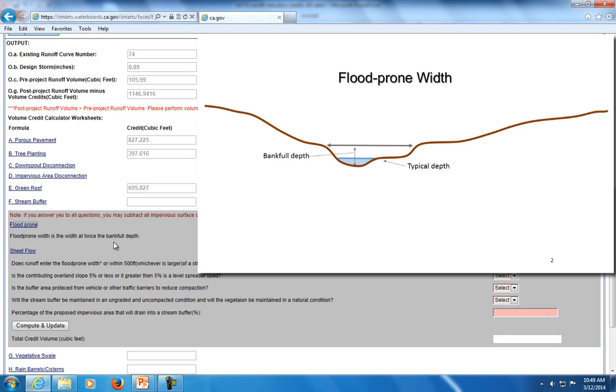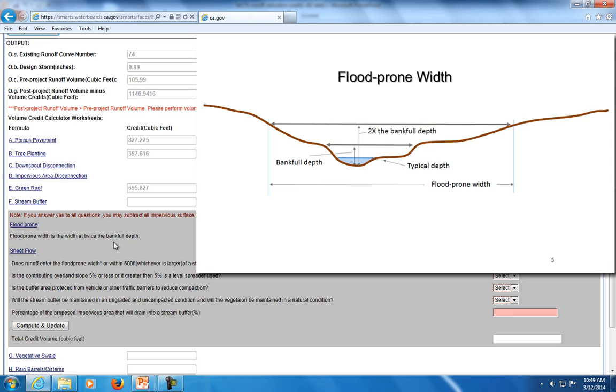But if you can identify bank-full depth in the field, the flood-prone width is basically the width at twice that bank-full depth. So let's say we have a bank-full depth of 2 feet in the channel. Flood-prone width would be the width that you would get on the floodplain at 4 feet. If you can imagine, you're in the channel, you go up 4 feet, and then you extend laterally to see where that line is on the floodplain.